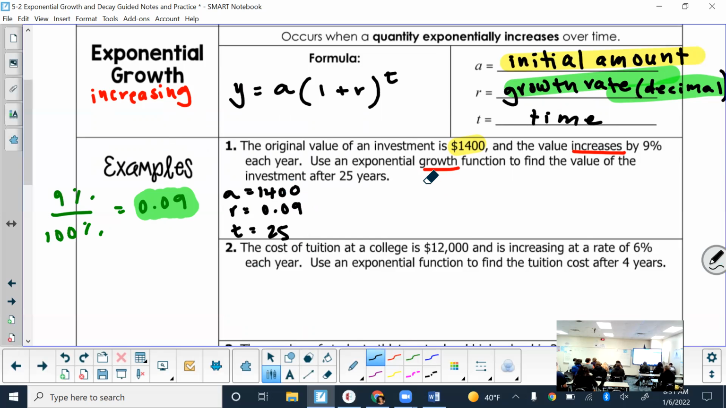All right, now plug it into your given formula. I think it'd be good practice to write the formula every time so that you have it memorized. But plug it in. A we said is 1,400. And then it's always 1 plus the growth rate as a decimal, which this time is 0.09, to the 25th power.